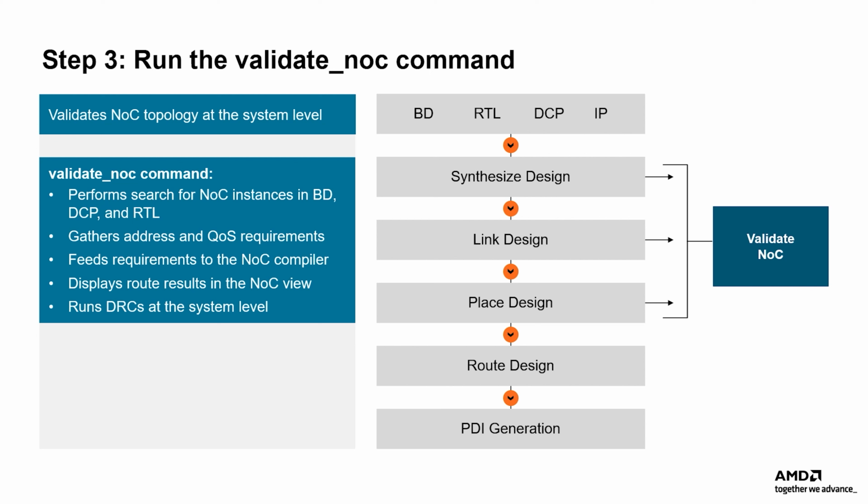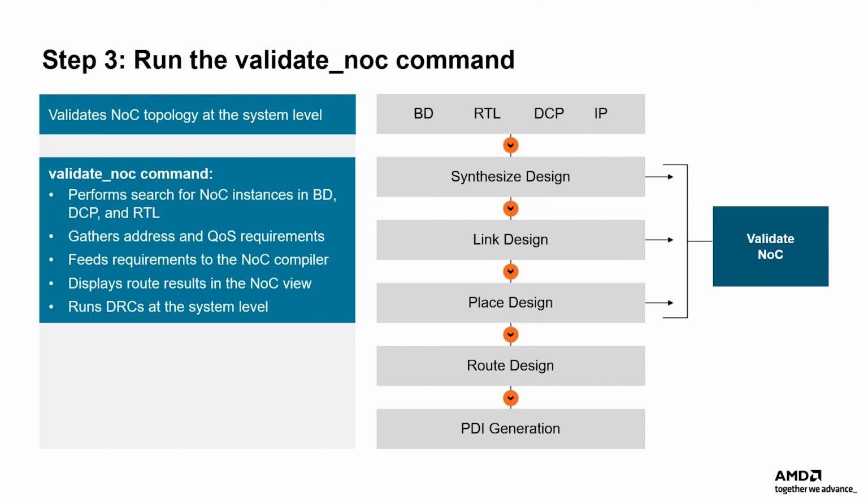Additionally, this command runs DRCs at a system level. The result provides a complete NoC solution that can be observed in the NoC viewer, showcasing the route results. Users can run this command manually, or the command is run by the flow automatically at 3 different stages: synth design, link design, and place design.